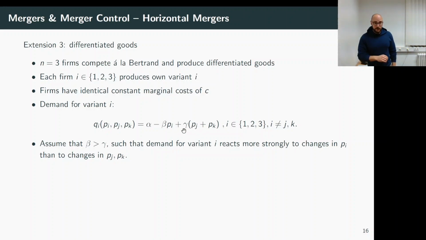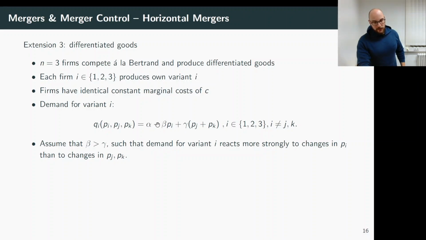We could differentiate this even more, where we say that each variant has a distinctive slope here, but we don't do that. We just assume that from the viewpoint of i, the other products j and k have the same slope, right? And it's important to assume that this beta exceeds the gamma. So the slope of this function with respect to the own price is higher in absolute terms than the slope of the other prices. So that means that if the own price changes, that has a higher impact on demand than if the other prices change.